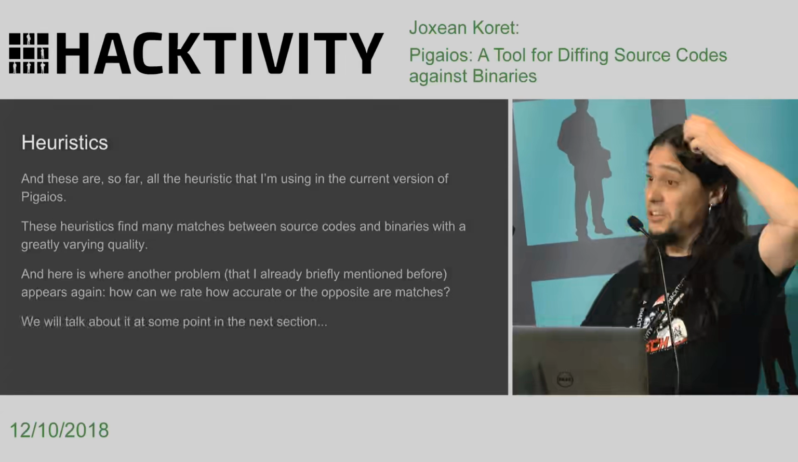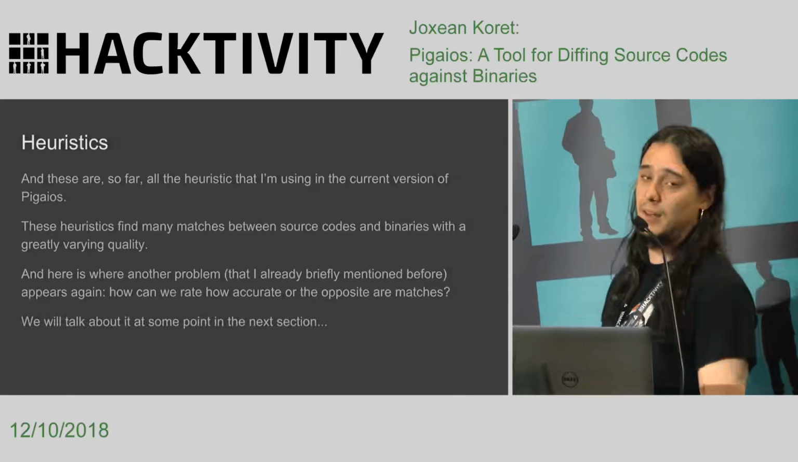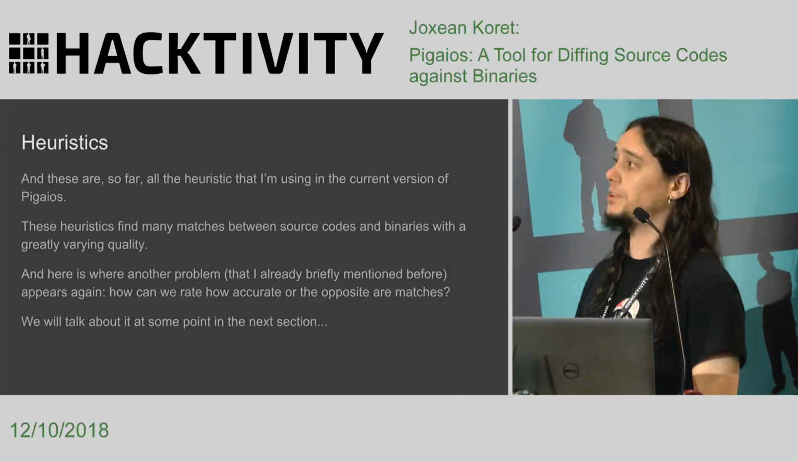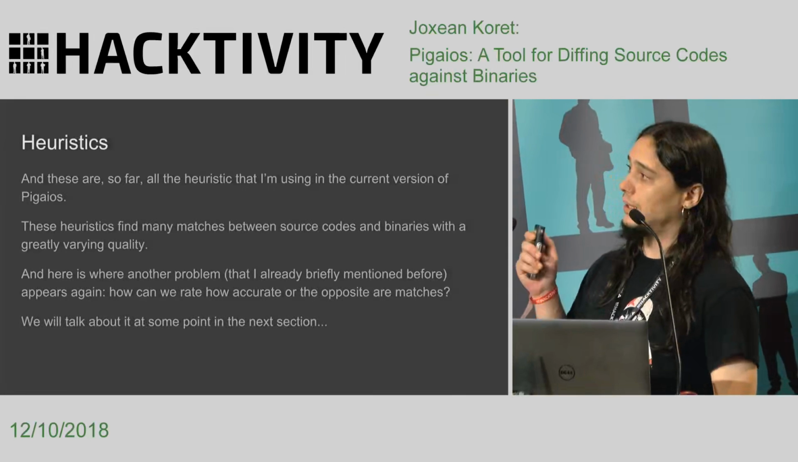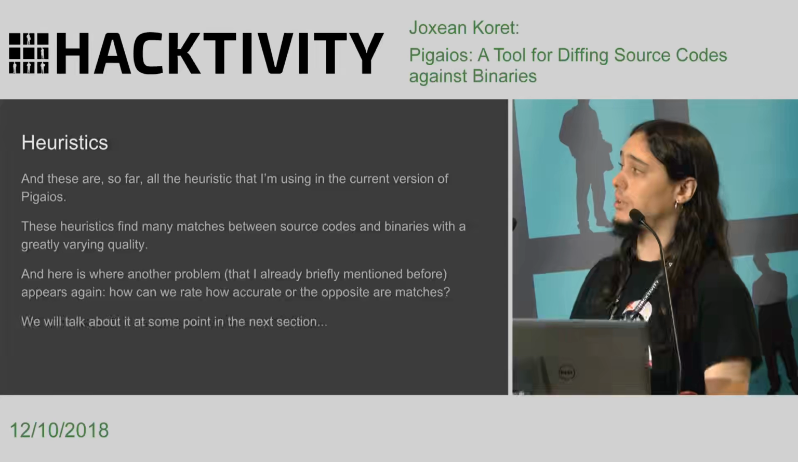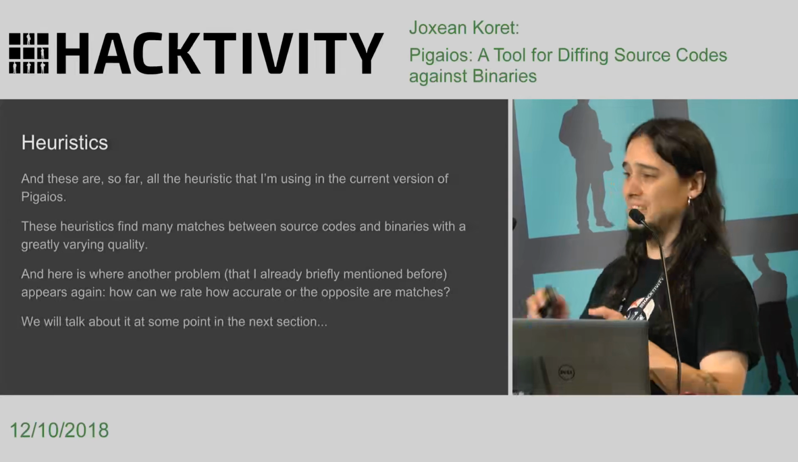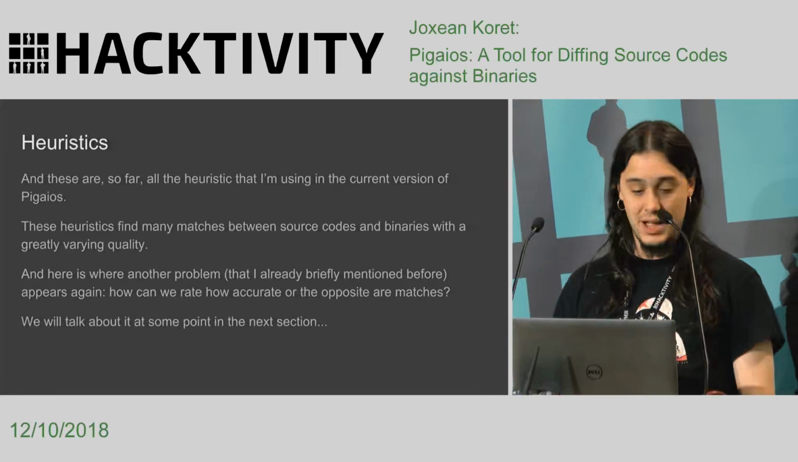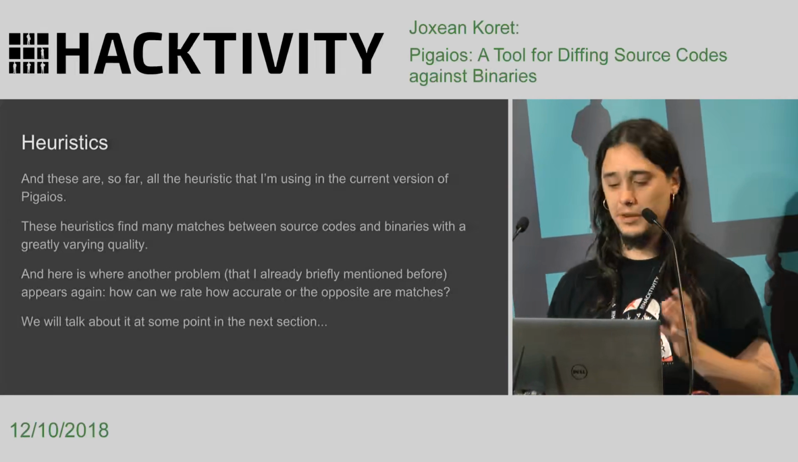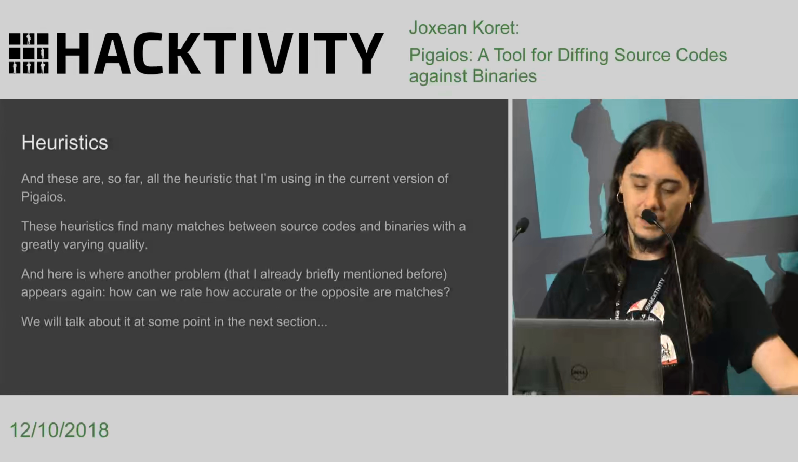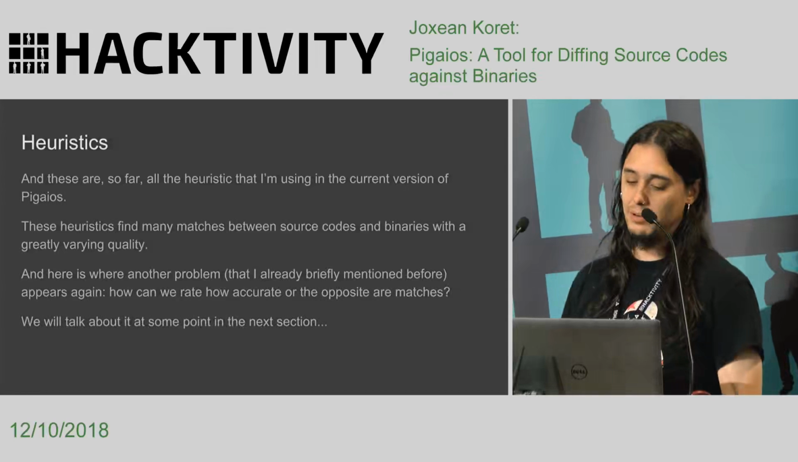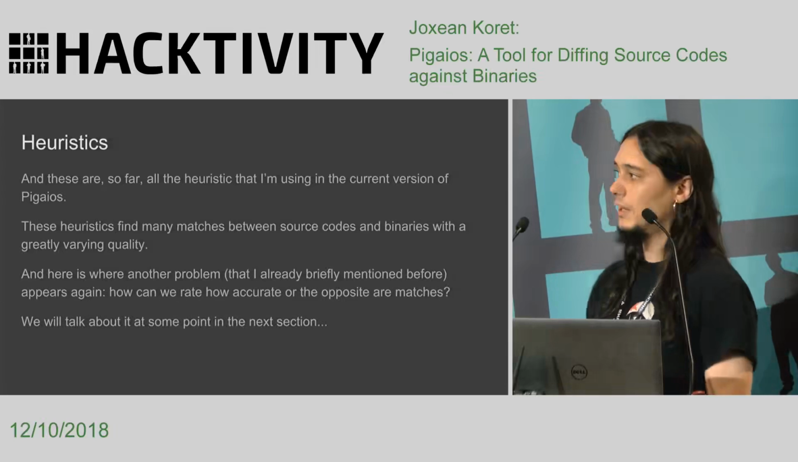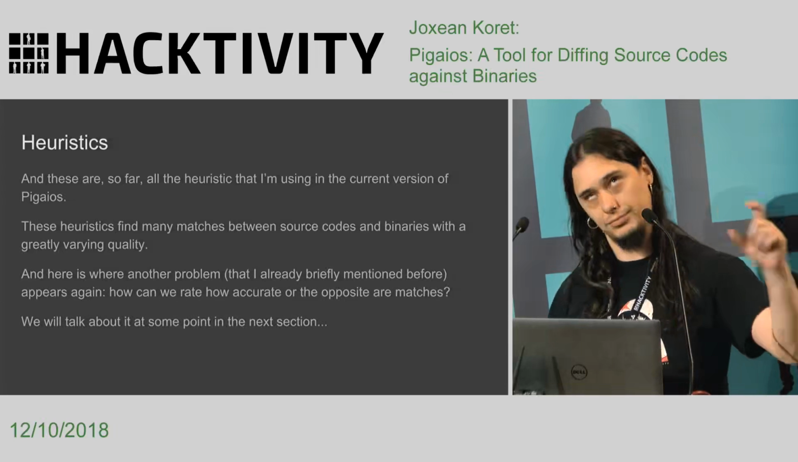So, these are so far the heuristics that I have implemented for this version of Pigaios. This heuristic finds many matches between source codes and binaries, but the quality of the matches greatly varies. And here is where another problem that I already briefly mentioned appears again. How can we rate how accurate or the opposite are the matches? I will talk soon about it.